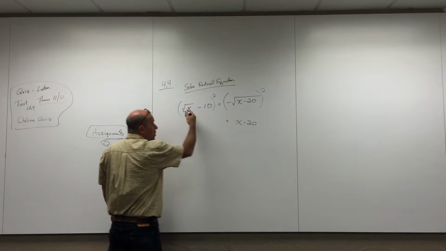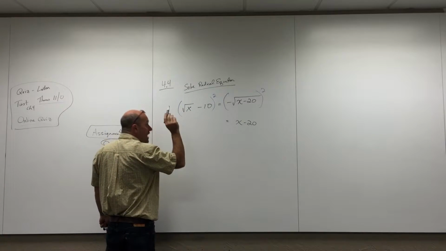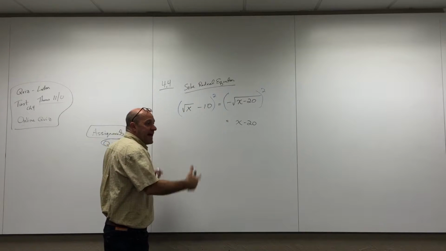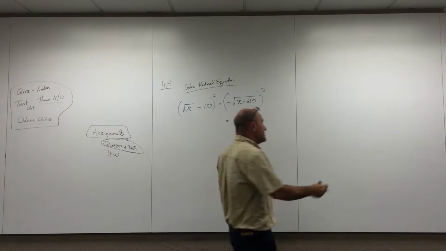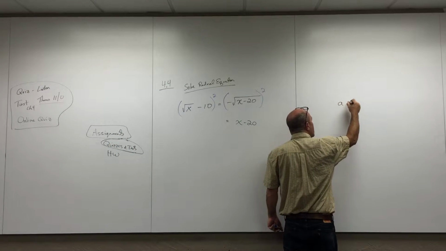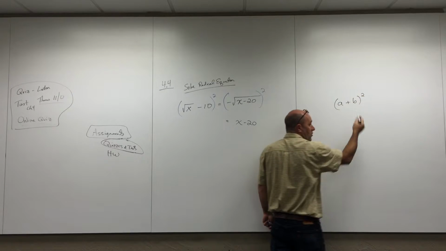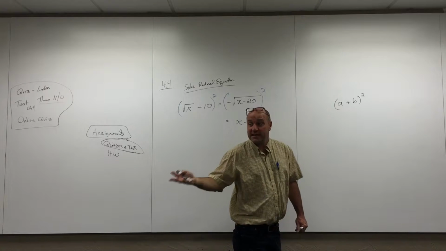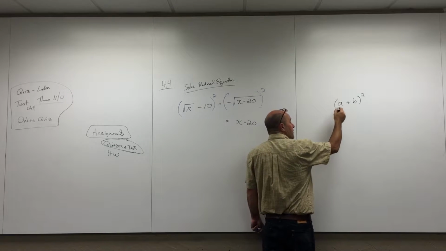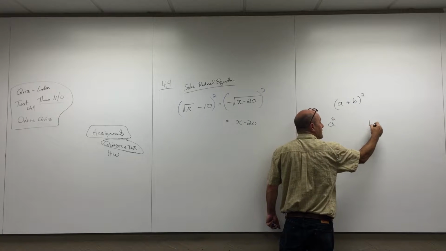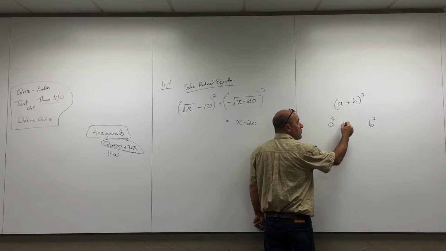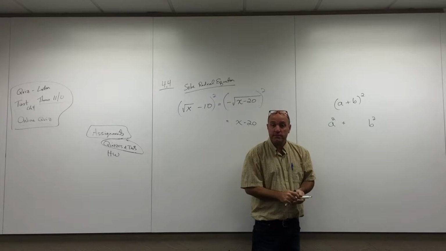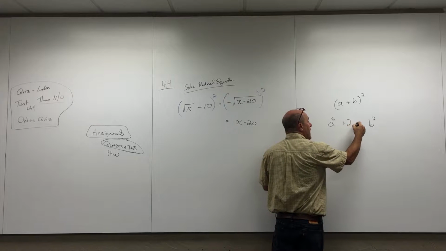But squaring this requires you to FOIL it. You do not square each term. You FOIL it out. When you FOIL a binomial, what you always get is this pattern. The first term is squared, the last term is squared, but there's always a middle term, which is the product of those two times 2. So there's a middle term called 2ab.